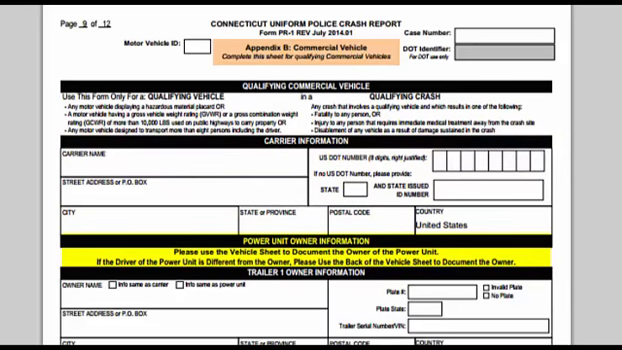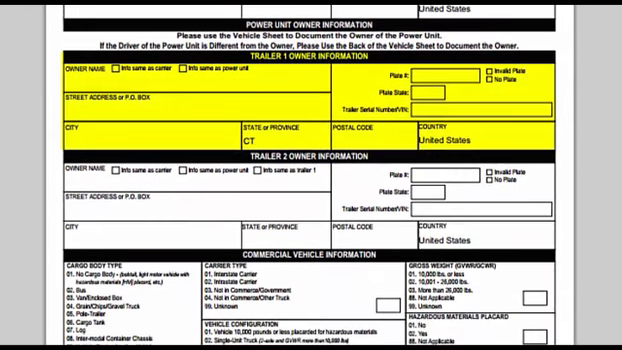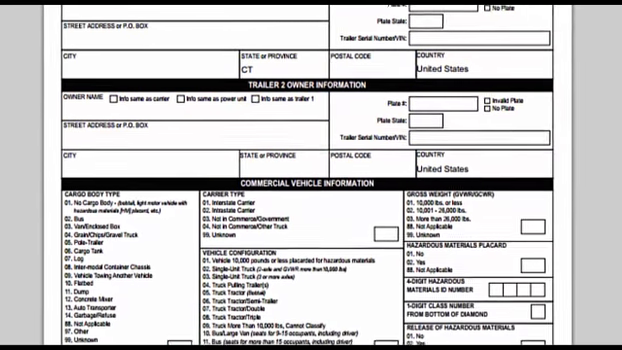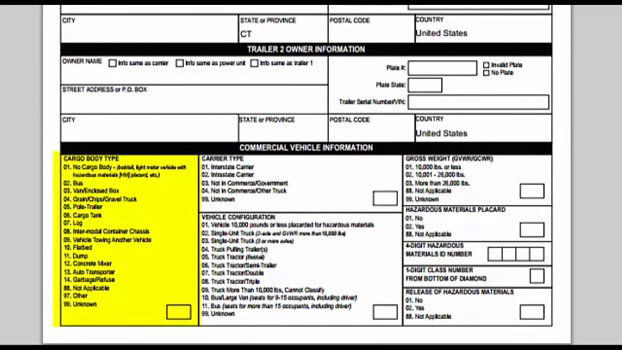Power unit information is collected on the vehicle sheet. Information can be collected on trailer 1 or trailer 2 if it's a tandem trailer. Space has also been made available to collect cargo body type, carrier type, vehicle configuration, gross weight, and hazardous materials.